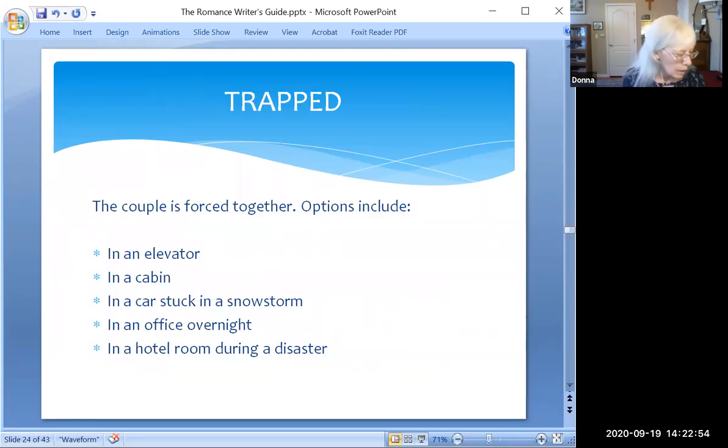Trapped. Okay, so the couple is forced together, and you can do that in a number of different ways, either in an elevator, in a cabin, in a car stuck in a snowstorm, in an office overnight, or in a hotel room during a disaster. Now, an example of the trapped plot is the movie It Happened One Night, a 1934 romantic comedy film with Clark Gable and Claudette Colbert.